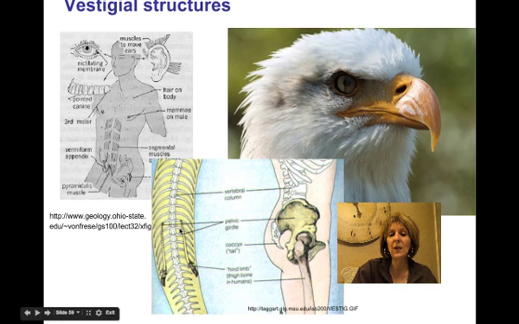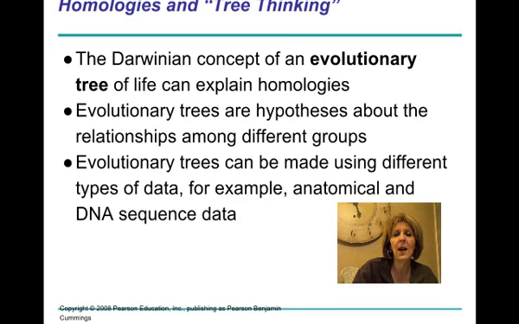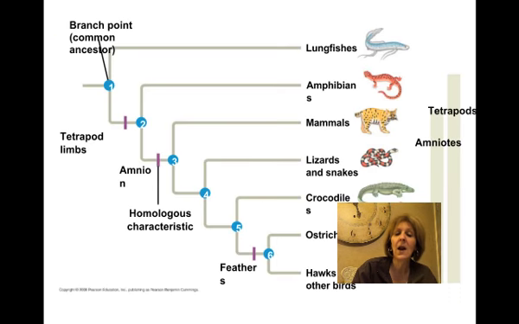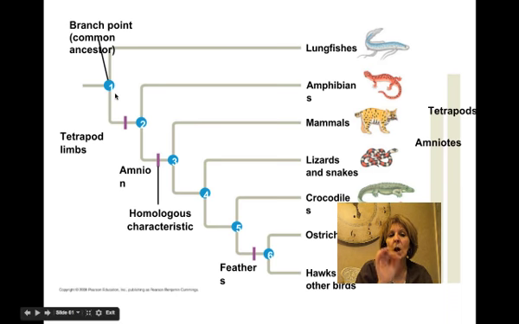The pelvic girdle in snakes is another famous one. We actually can see the remnants of a pelvic girdle, even though snakes have lost their hind limbs due to evolution. So we can think of evolutionary trees, and these really give us a great visual of the relatedness of these different organisms. And these branching points are going to show common ancestors.